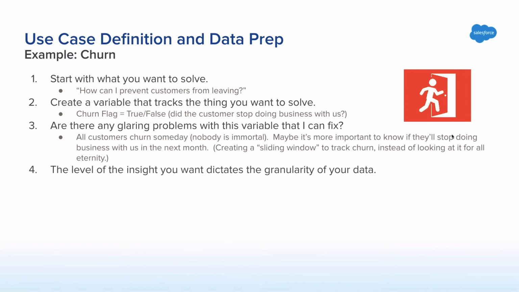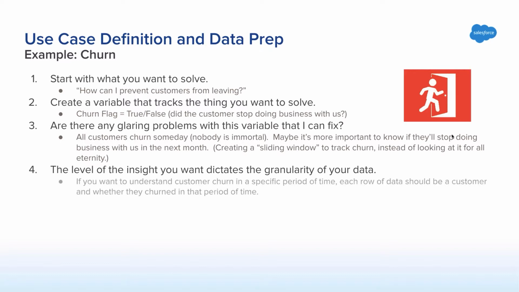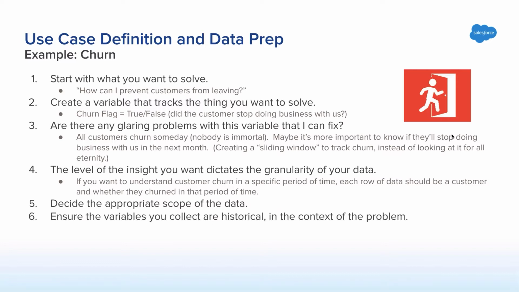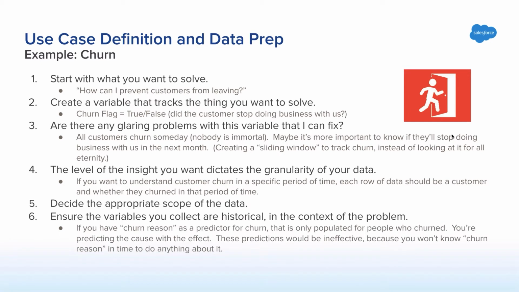And then the level of insights, well, you want to make sure that the granular level of the data set here is a customer. So every record is a unique customer. Again, make sure that they churned in that particular time that you're checking. And then decide the appropriate scope of the data. Again, how long you're going to go back: 2 years worth of data, 1 year, 5 years, 10 years. And then the variables you're going to include, make sure that they are meaningful to the problem you're trying to solve. For example, if you have a customer churn reason, and churn reason is populated and you include it in the story or the data set, that's not helpful.